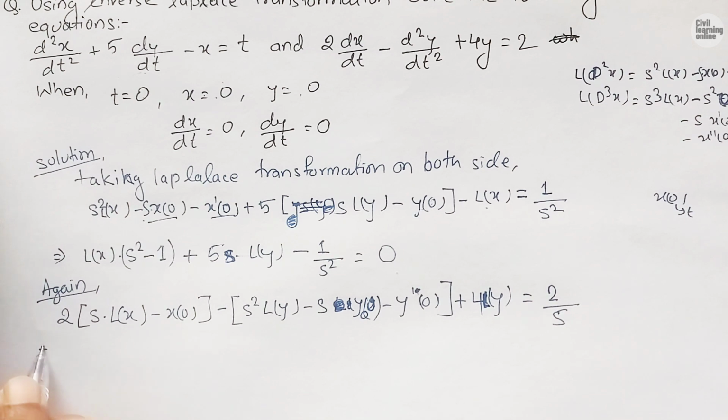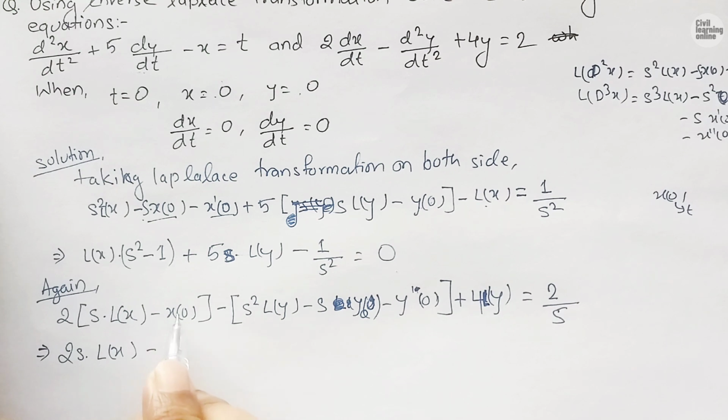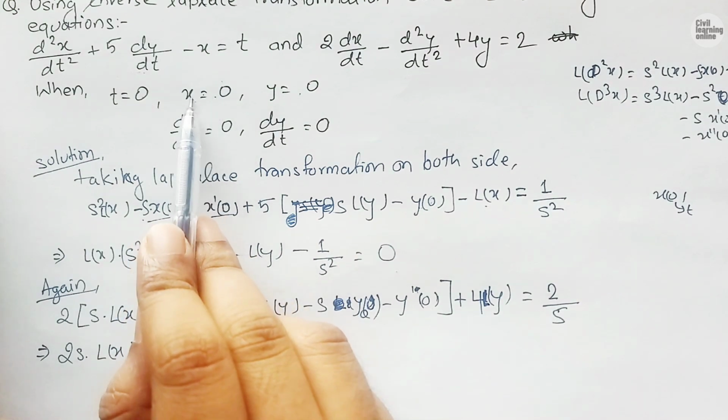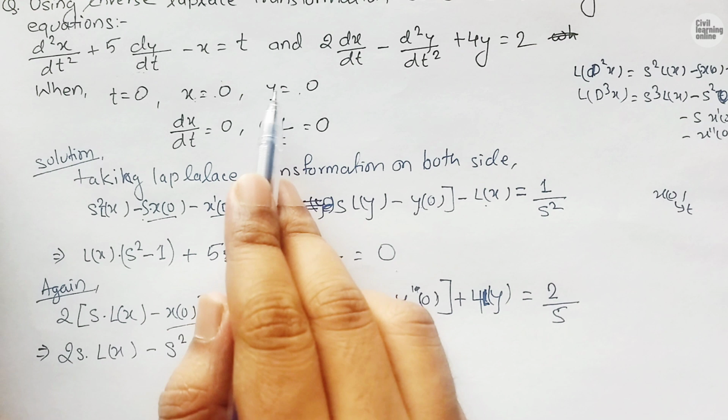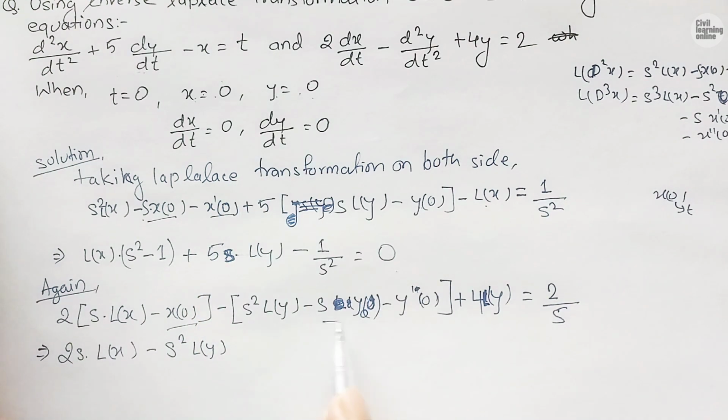Now put the boundary condition, that is 2s times Laplace transformation of x minus x0. So we have x0, x at t equals to 0 is 0, so this portion gets 0, minus s square times Laplace transformation of y, and we have y0, y at t equals to 0 is 0, so this portion gets 0, and y dash 0 at t equals to 0, we have y dash, means dy by dt equals to 0, so this portion gets 0. So we have here 4 times Laplace transformation of y, so plus 4.